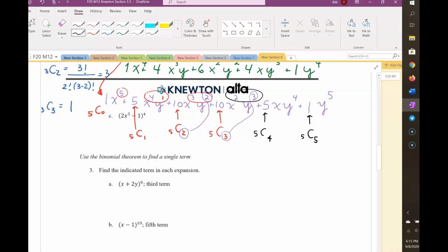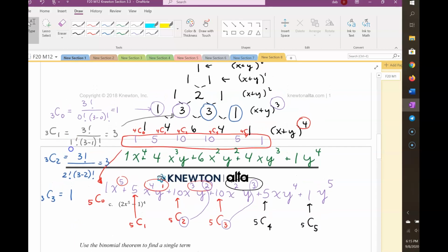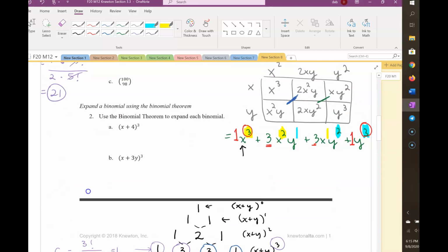Okay, so that's the idea of the binomial theorem, that it can really speed up expanding something like x plus 2y to the 6th. I want to first do the whole expansion, and then let's talk about how you find just one term that's being asked for. So let me back up a little, because we're first going to use the binomial theorem to expand a binomial. Here we have an x as the first guy and a 4 as the second guy.